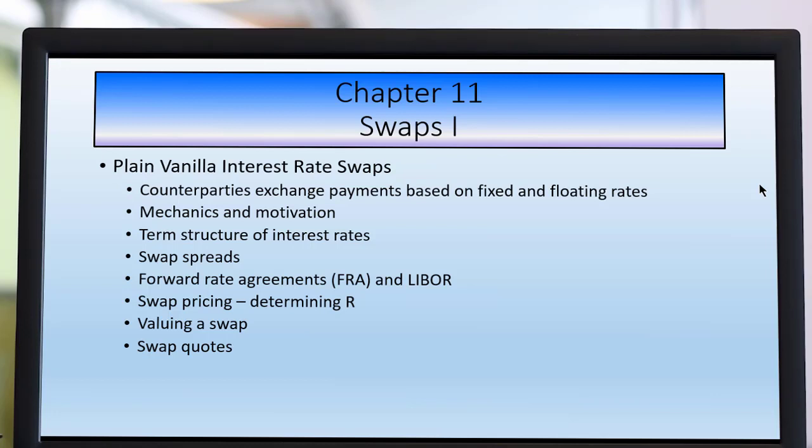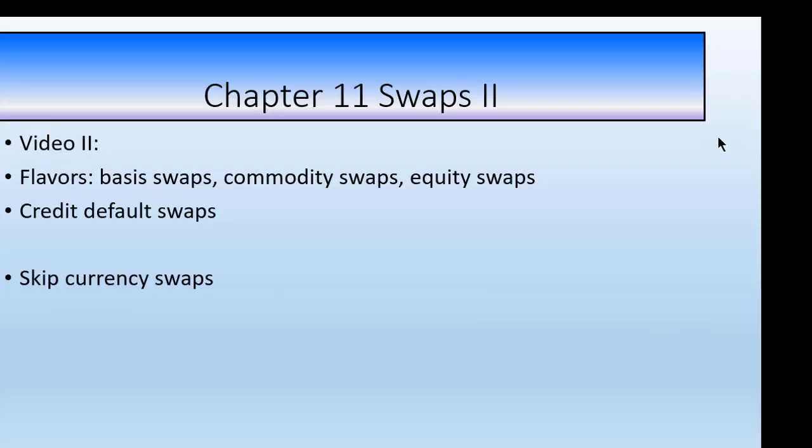The next video coming up, video 2, we'll look at flavored swaps. And we'll look at basis swaps, commodity swaps, and equity swaps. We're not going to go too deep into these particular swaps. More or less just the basic intuition and then an example for those. But when we get into credit default swaps, they're one of the sources of the huge problem that came about in the liquidity crisis in 2008 and 2009. Credit default swaps were at the center of that crisis. As usual, we will skip currency swaps.